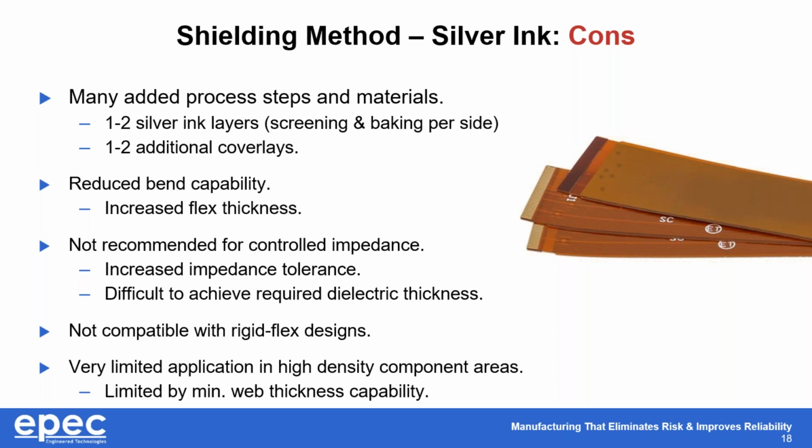Silver ink also has some very limited applications in and around high density component areas. The ink itself, because it's screened on, has a fairly large manufacturing tolerance. The web thickness that you can maintain, or the smallest line thickness you can maintain with silver ink, is fairly limited. So it's difficult to get it in between surface mount components in most designs.